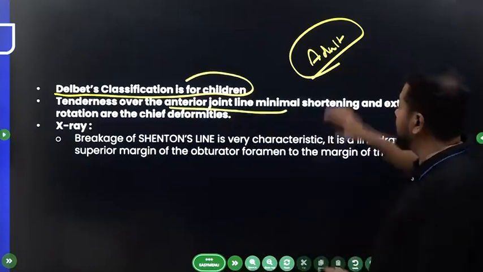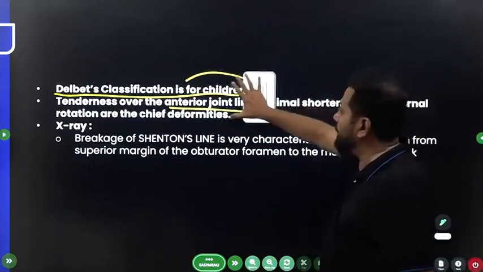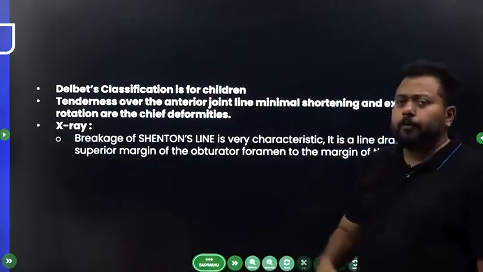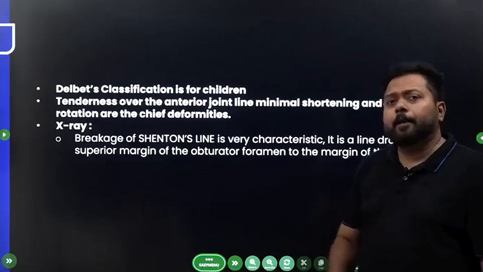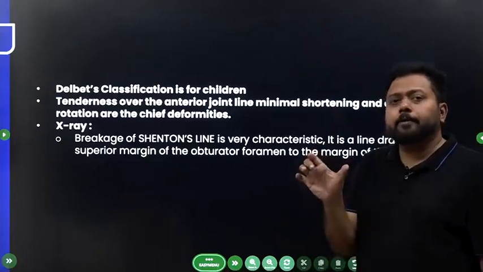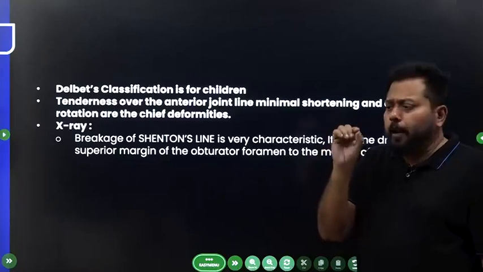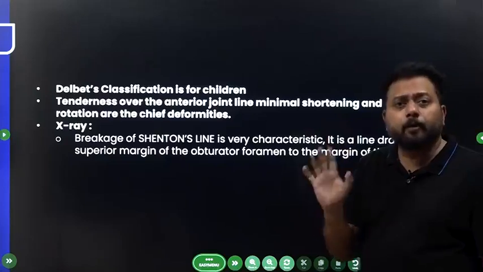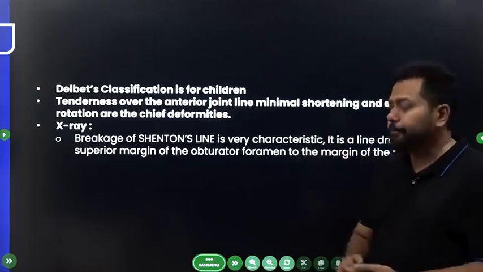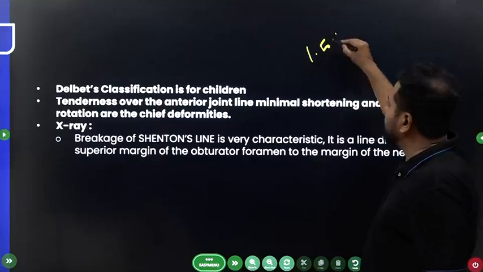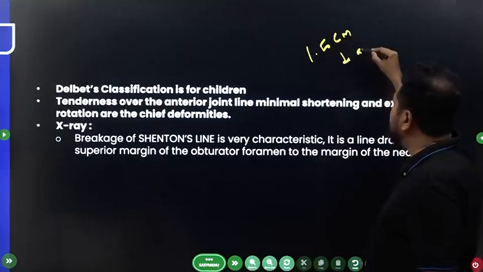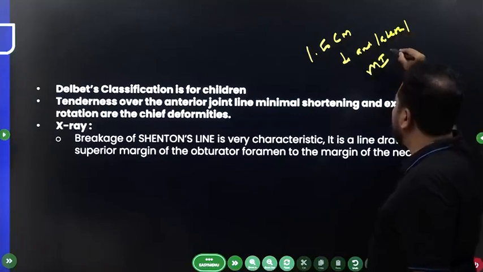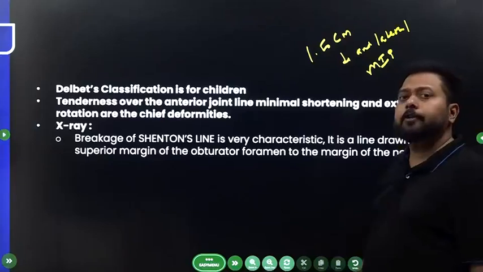What is the anterior joint line, where it is situated, all these things I hope you know. For completion, just in a second I will tell you. You palpate the anterosuperior iliac spine, you palpate the pubic symphysis. Midpoint is called the midinguinal point. You mark the midinguinal point. 1.5 centimeter below and lateral to the midinguinal point is the anterior joint line. Okay, it is called anterior joint line.